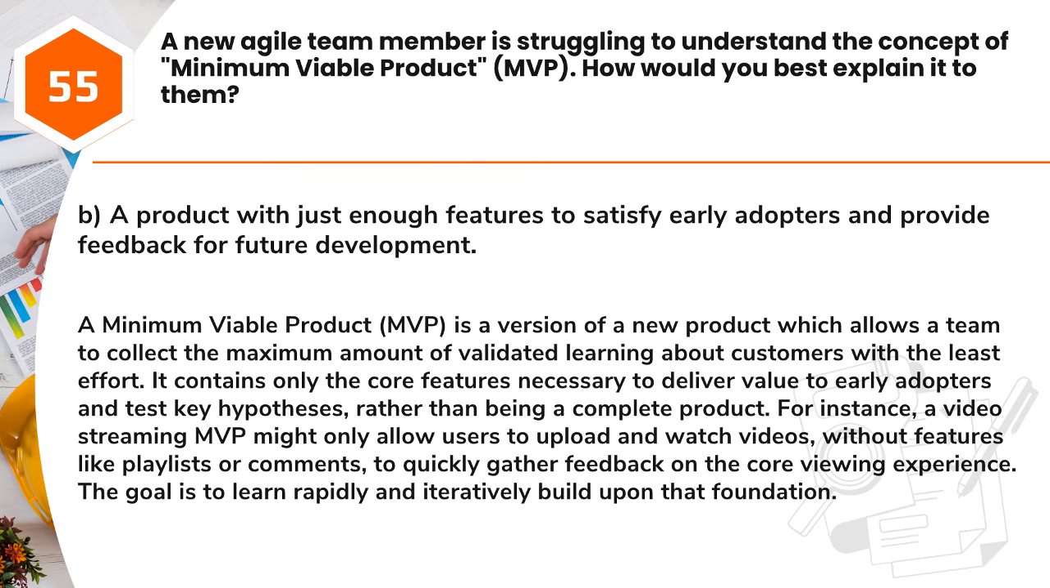Answer: B. A product with just enough features to satisfy early adopters and provide feedback for future development. A minimum viable product, MVP, is a version of a new product which allows a team to collect the maximum amount of validated learning about customers with the least effort.